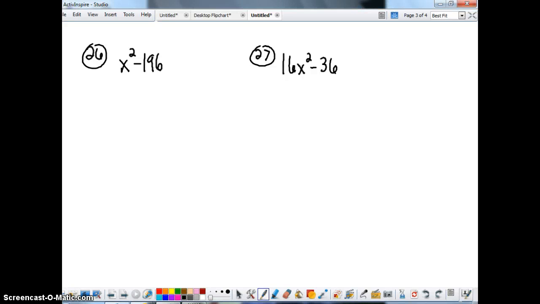This is Unit 6, which is Chapter 10 for Algebra 1. This is on factoring. This is the second video from page 637. We're going to do numbers 26, 27, 30, and 31.